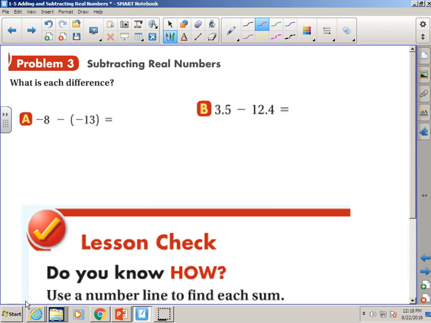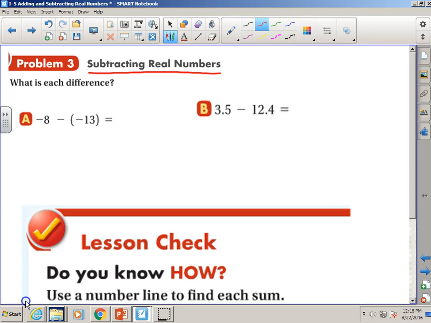All right, I went ahead and I switched the slide. I wanted to show you subtracting real numbers. Okay, and I'll go back to that fraction one in a little bit. Subtracting real numbers. Remember when I said when you subtract, you're basically adding also. Any subtraction problem can be rewritten as an addition problem.